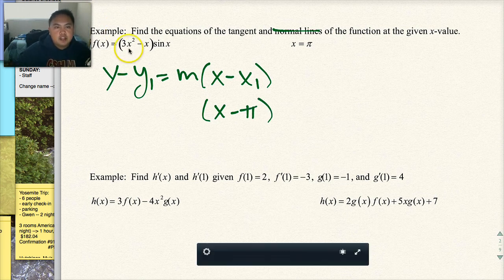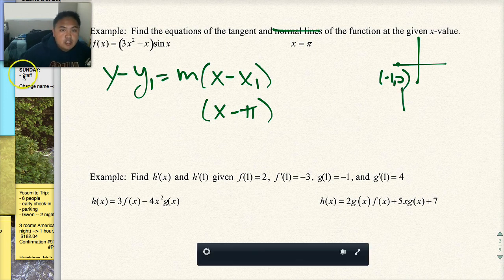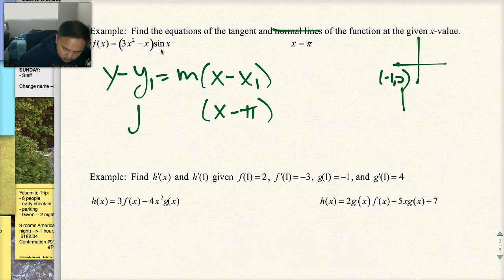To find y, I'm going to plug in x. So if I plug in x here, I'm going to get 3 pi squared minus pi, which doesn't simplify, times sine of pi. If you forgot what sine of pi is, in my unit circle, sine of pi is here, which is -1, 0. Sine is the y-coordinate, so sine of pi is 0. So again, I get 3 pi squared minus pi times 0, which is 0. So this left side just becomes y.